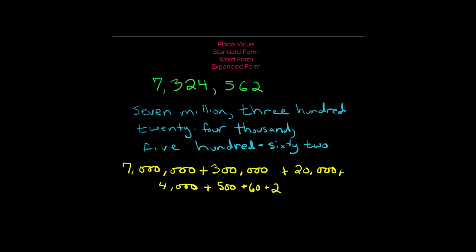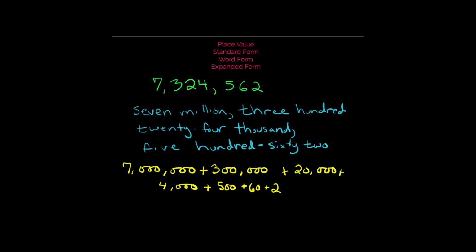We have our standard form, which is the number that we're used to. We have the word form, where you write it in actual words, writing out everything, the numbers plus the labels. And then finally we have expanded form, where we're taking the value and the place value and putting that together into an addition sentence. All three of these mean the exact same thing. They are just represented in different ways.